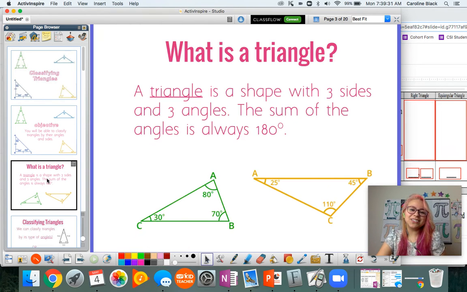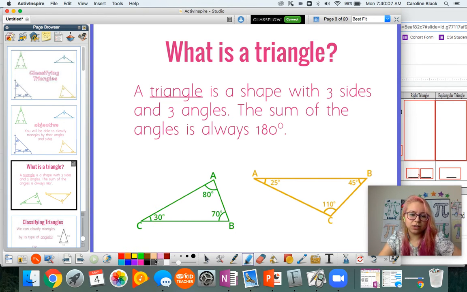So classifying triangles. First of all, what is a triangle? A triangle is a shape with 3 sides and 3 angles. Hence the word triangle. Tri is 3, like tricycle. Triangle means 3 angles. And something special about triangles is that the sum of its angles is always 180 degrees.